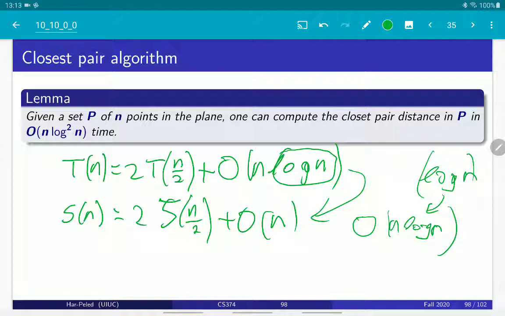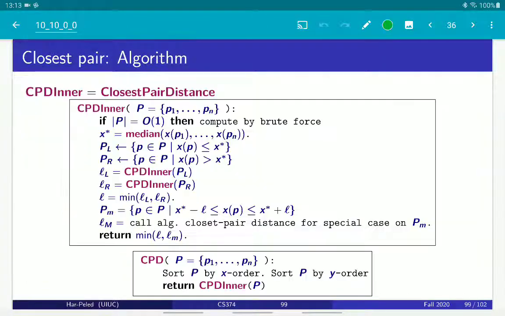Otherwise, you can do the tree method or induction or whatever. You will get this solution. This is the right solution. Okay, but as I mentioned, one can do better, right? One can do better, and the idea, so the details become a bit messy.